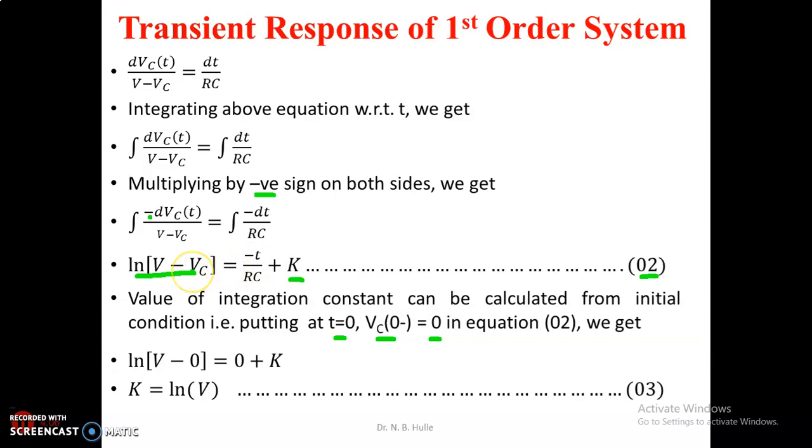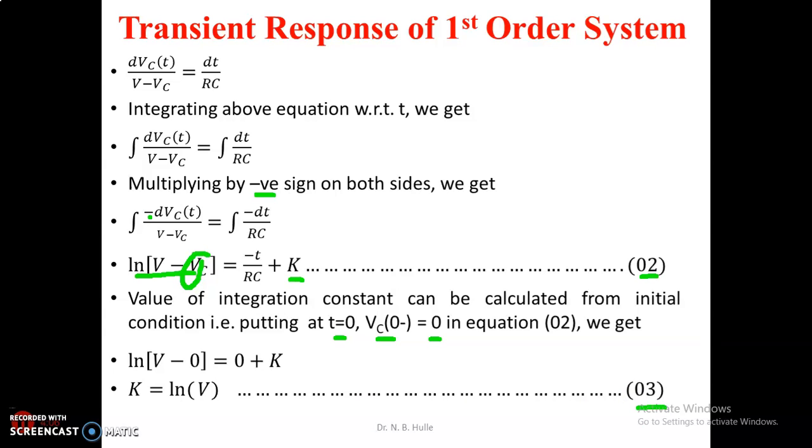Now here in this case, at t is equal to 0, this Vc of 0 minus is 0. That's why this Vc will become 0. This value is 0, that's why it is log of V. If this t is 0, then this term will be 0, plus k. That's why the integration constant from this equation is k is equal to log of V, and we will name this equation as equation number 3.